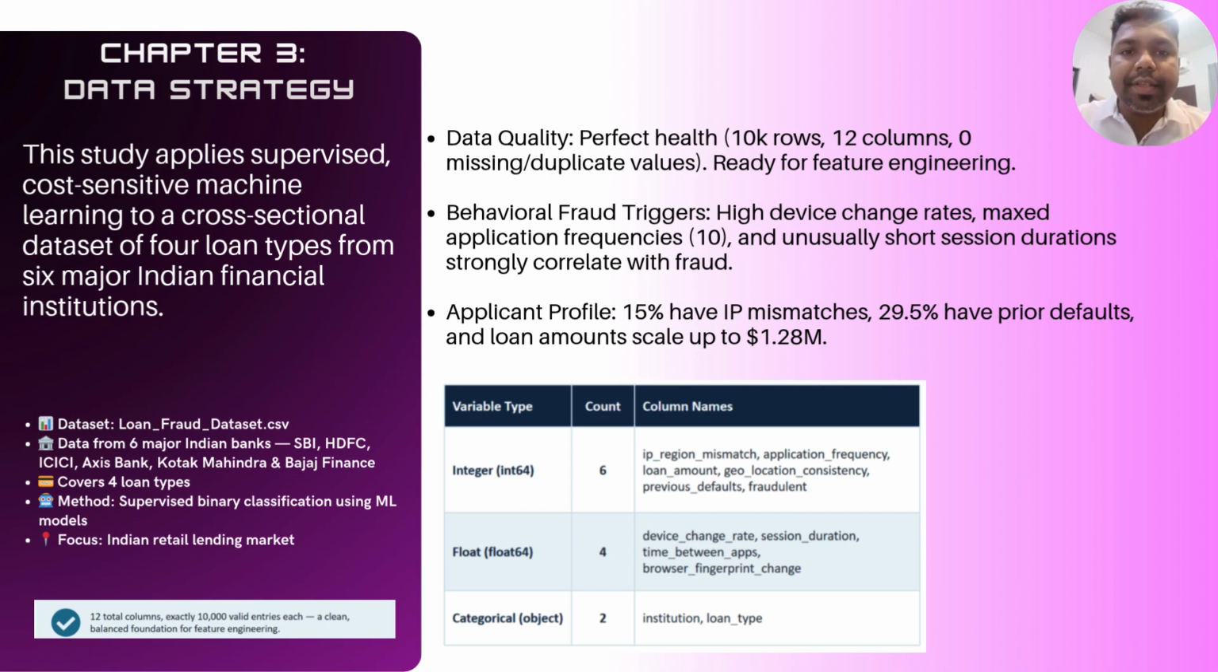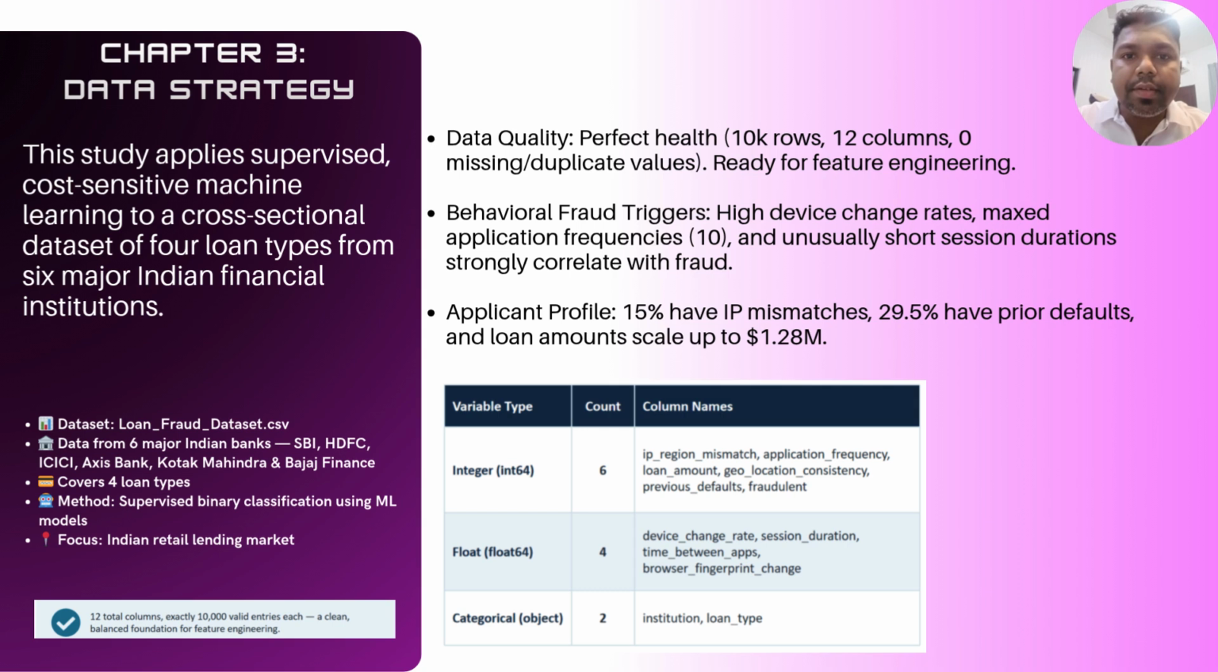Moving into Chapter 3, let's look at our core data strategy. We are deploying a supervised cost-sensitive machine learning framework. This targets distinct loan types across 6 major Indian financial institutions. The data quality shows perfect health. We are working with exactly 1,000 rows and 12 columns with 0 missing values and 0 duplicate records.